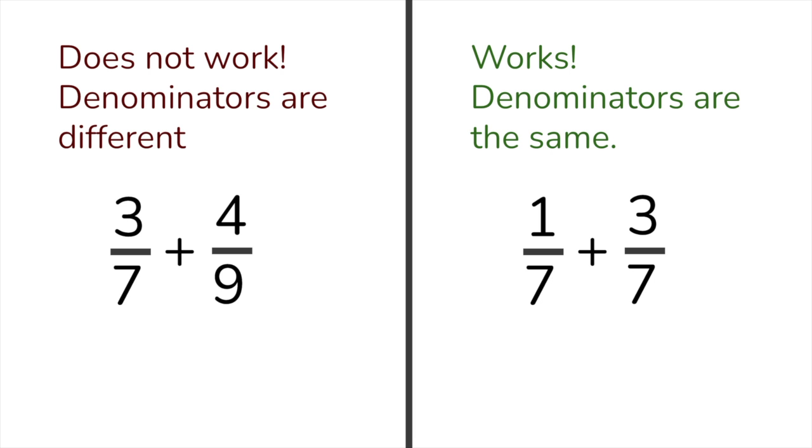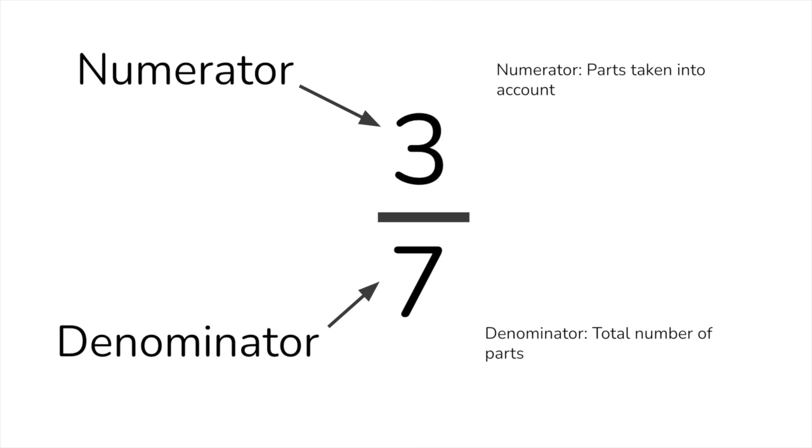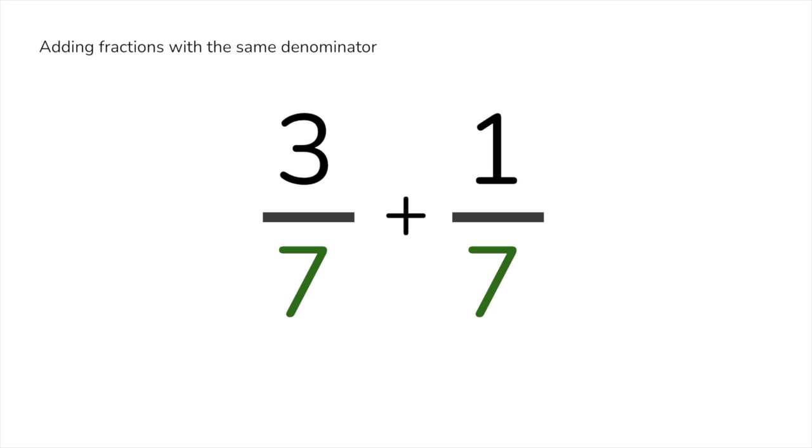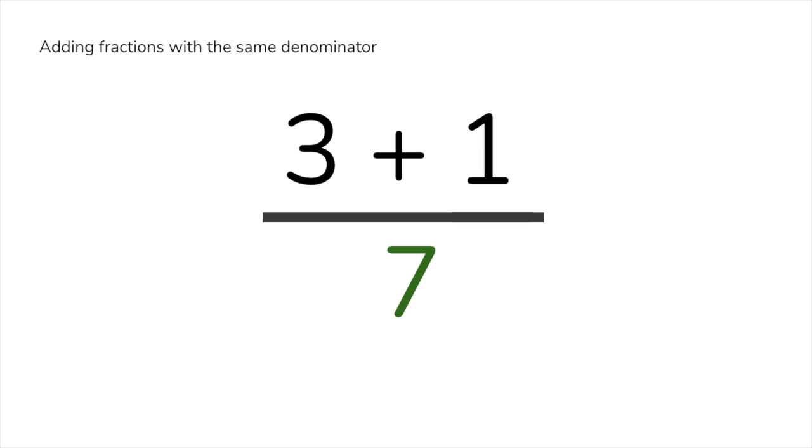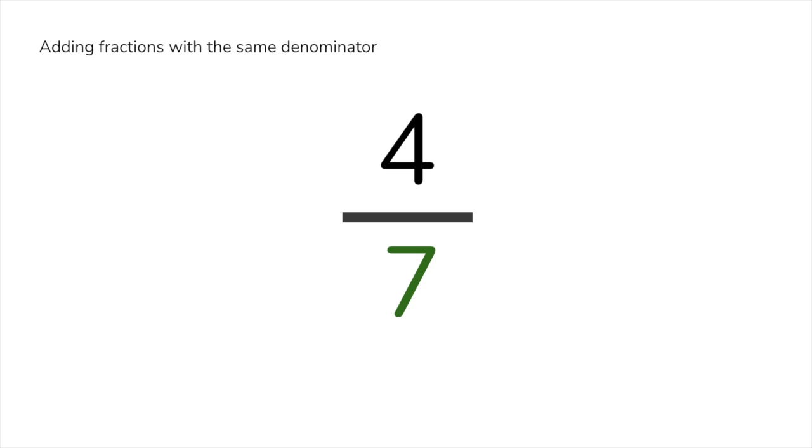In order to add two fractions together, they need to have the same denominator. Just to recap, the top number of a fraction is known as the numerator, and the bottom number is known as the denominator. When we add two fractions together with the same denominator, we simply add the numerators together, and we keep the denominator the same.